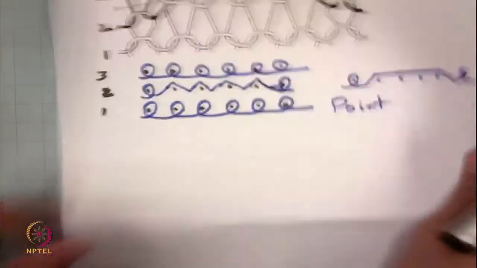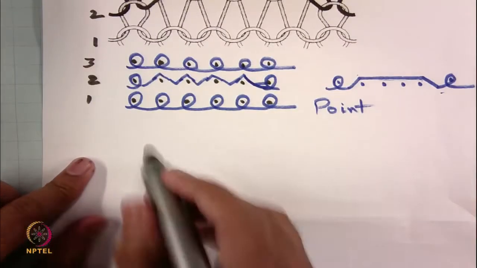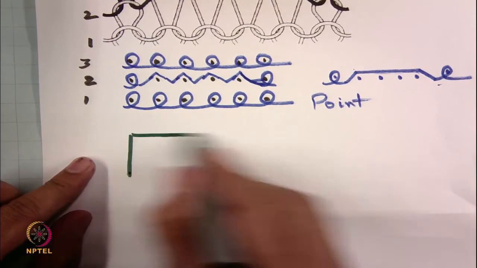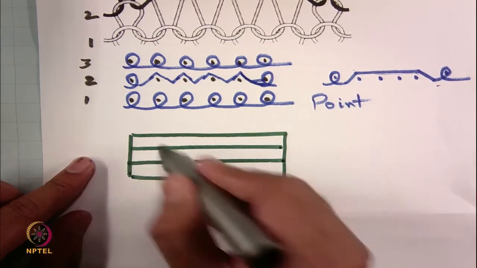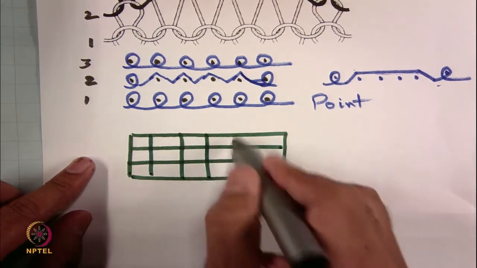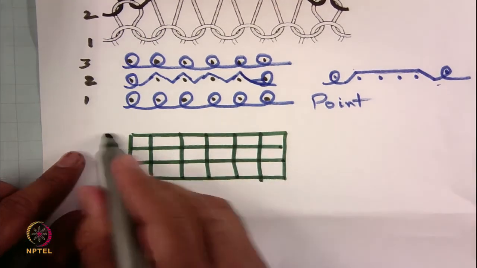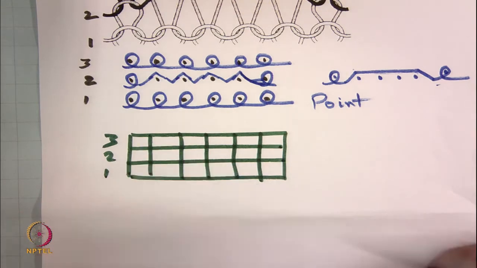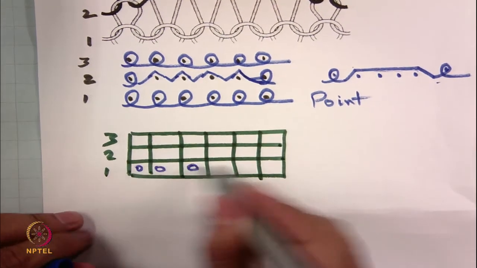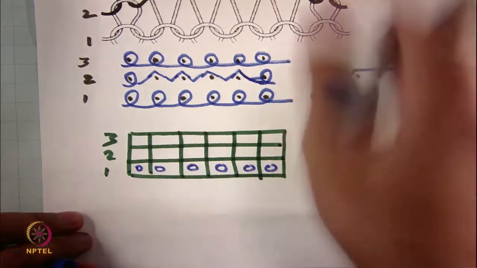Now, let us go for the box notation. Box is even very simple. You can simply make a box where you have 3 courses and 6 columns: 1, 2, 3, 4, 5 and 6. In the first course you have all technical back. So, you can put 0, 0, 0, 0, 0, 0.